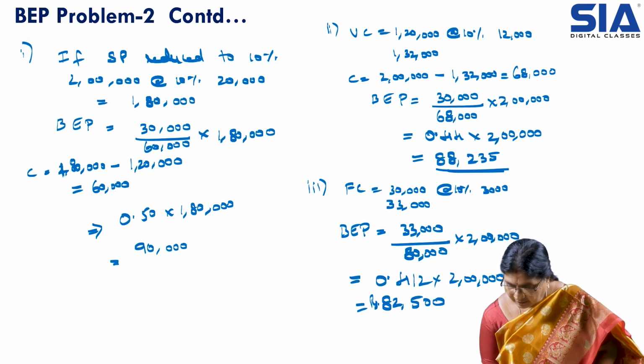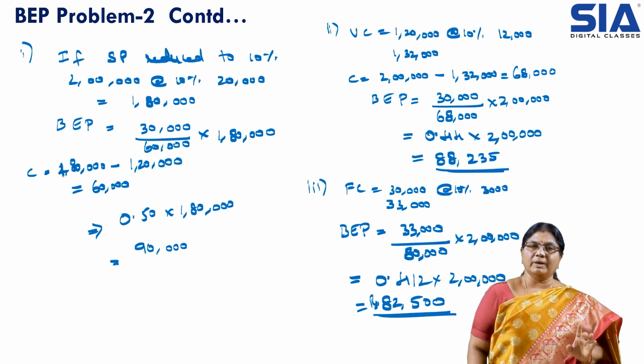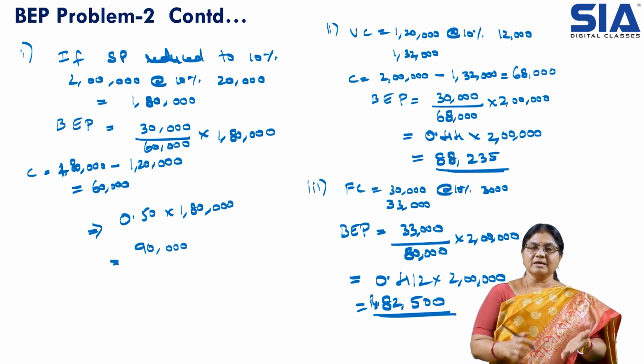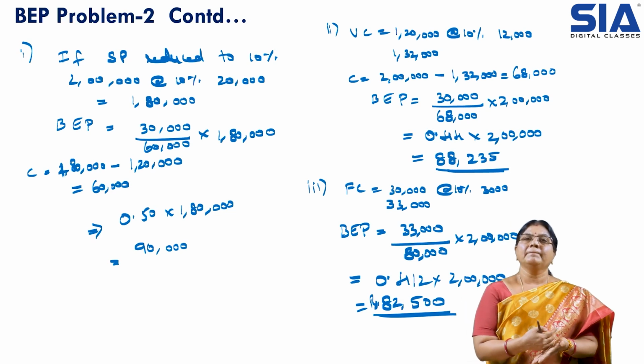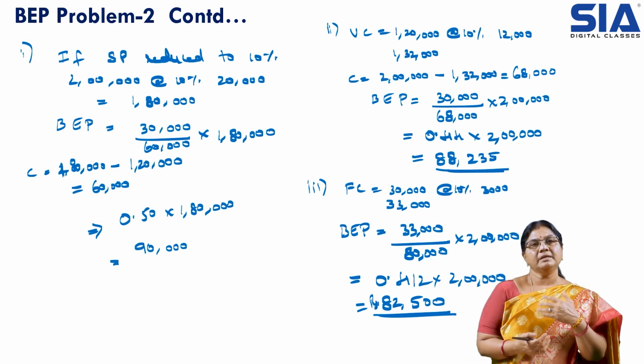So rupees 82,500. Here we have seen three instances. If the selling price is decreased by 10%, our BEP is 90,000. If the variable cost is increased by 10%, our BEP is 88,235, and if the fixed cost is increased by 10%, it is 82,500. So this is how we should calculate the BEP under different projections. Sometimes it increases, sometimes it decreases.